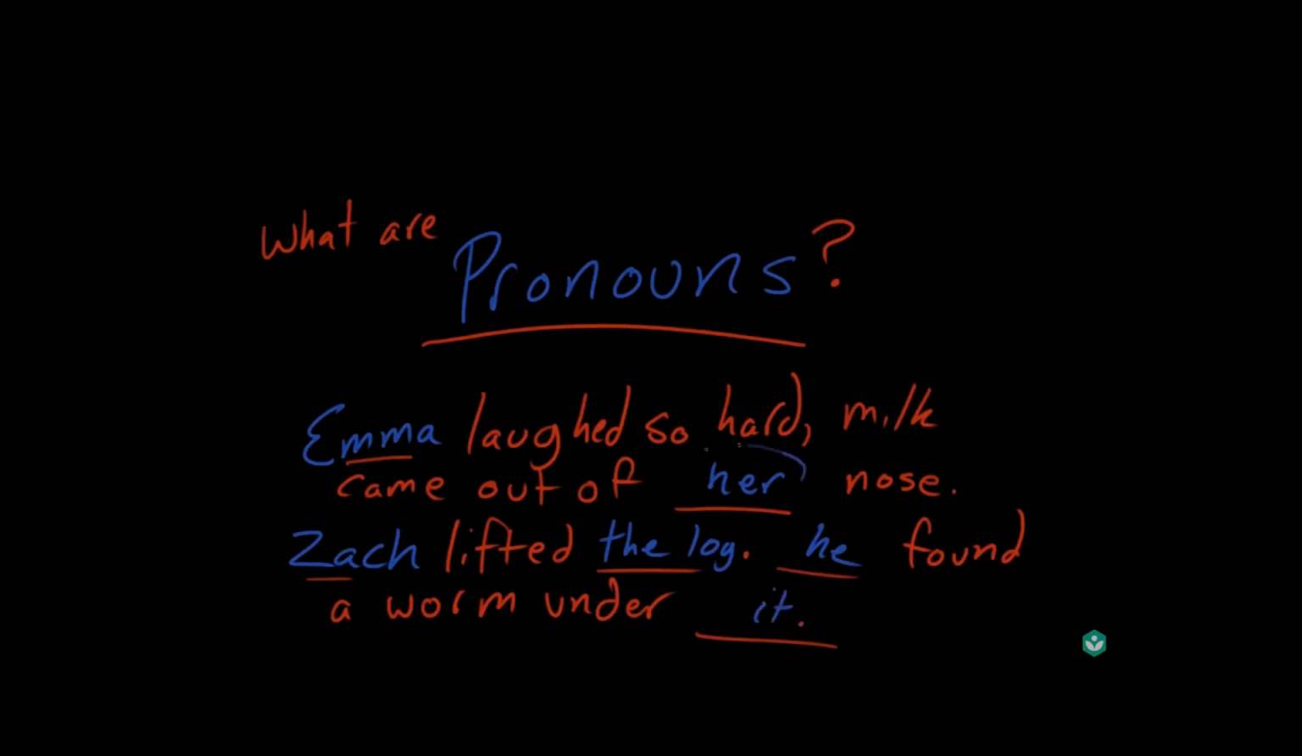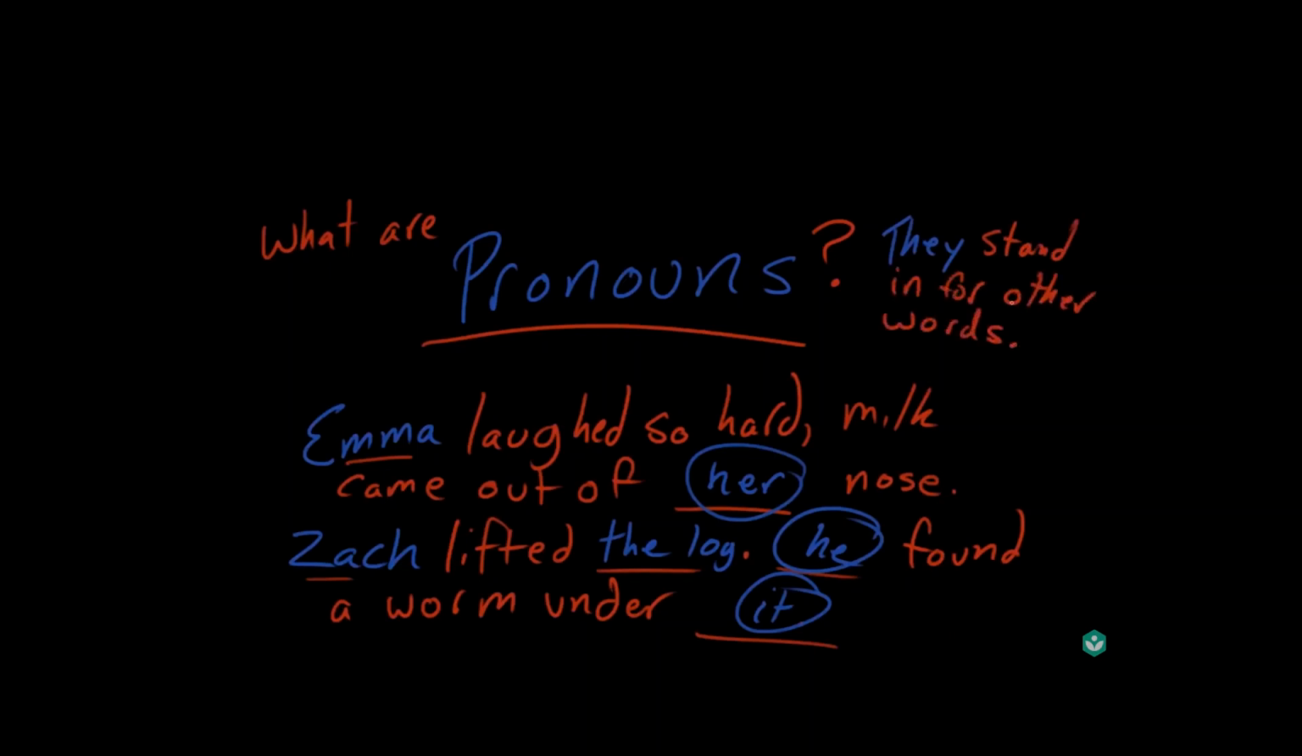Now words like her and he and it are all pronouns. So what are pronouns? They are words that stand in for other words. Now obviously her, he, and it are not the only pronouns in English, but for now I just want you to think about the idea that a pronoun is a word that stands in for another word. You can learn anything. David out.